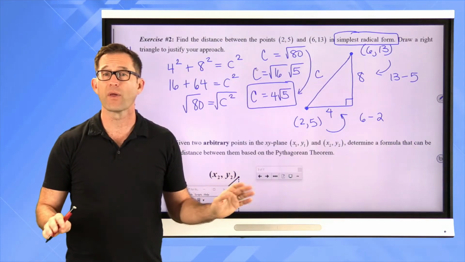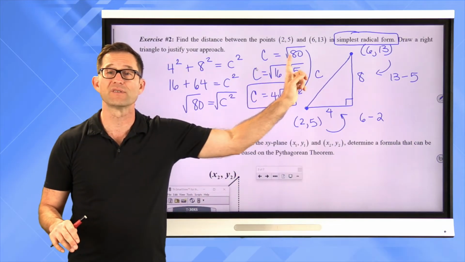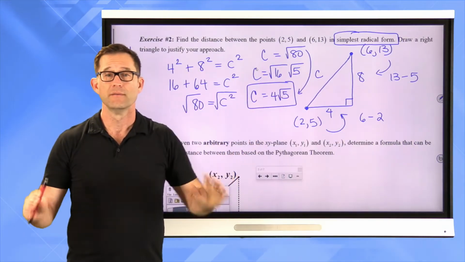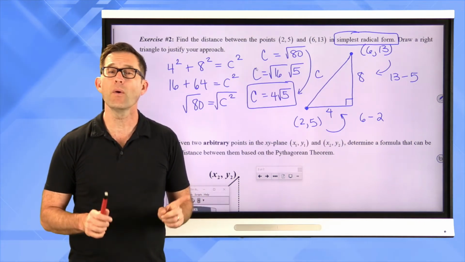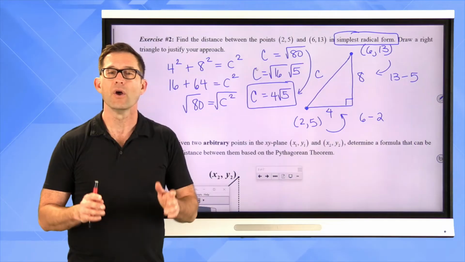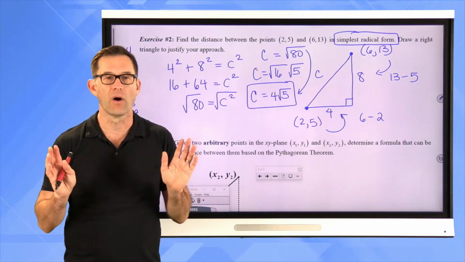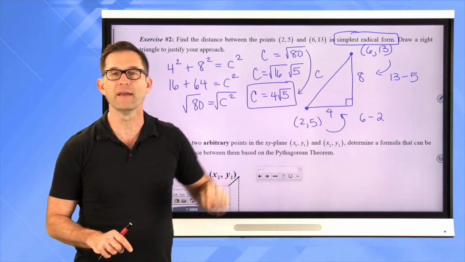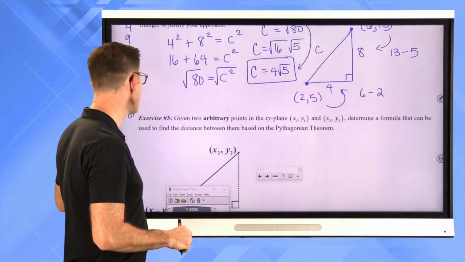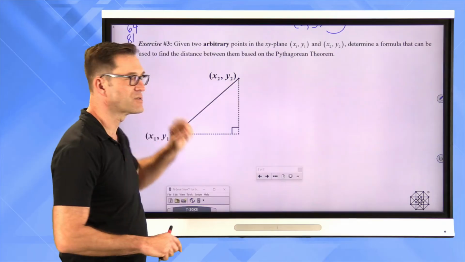It's simply how do you write a square root in its simplest form. We could totally debate whether or not 4 times root 5 is simpler than the square root of 80, but unfortunately we just got to know how to do it. So now what we want to do is generalize. We want to come up with a formula called the distance formula that will allow us to just basically plug and chug. So let's figure out what that formula is in exercise number 3.